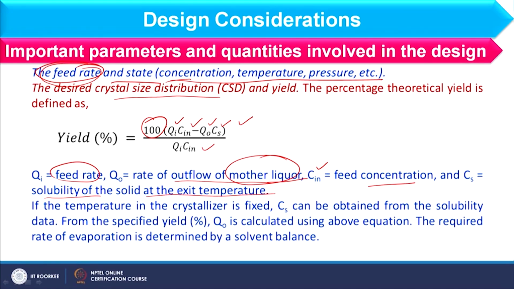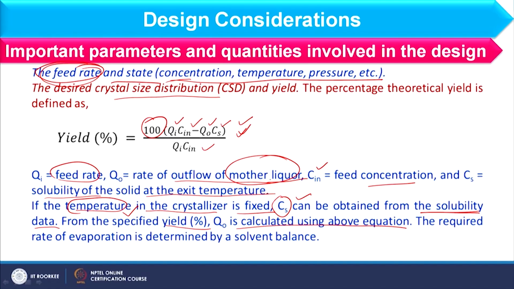So, based on these parameters we can find out the yield in the crystallizer. Further, we should consider that if the temperature in a crystallizer is fixed, Cs we can obtain from the solubility data, because the solubility curve basically draws concentration with respect to temperature. So, when we fix the temperature, the Cs value can be obtained from that graph, and further from a specified yield percent, Qo is calculated using the above equation.